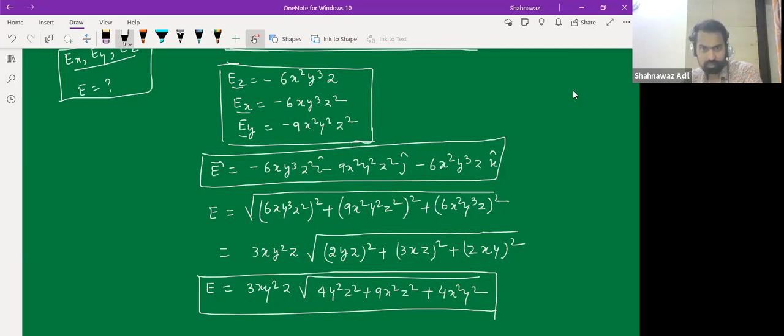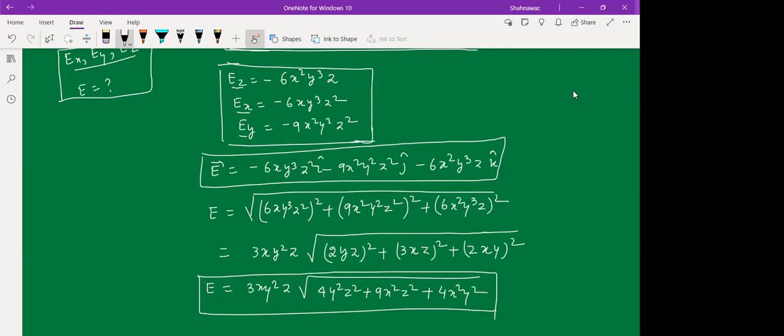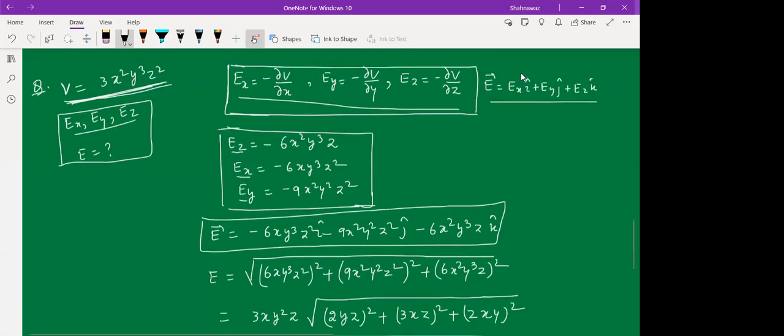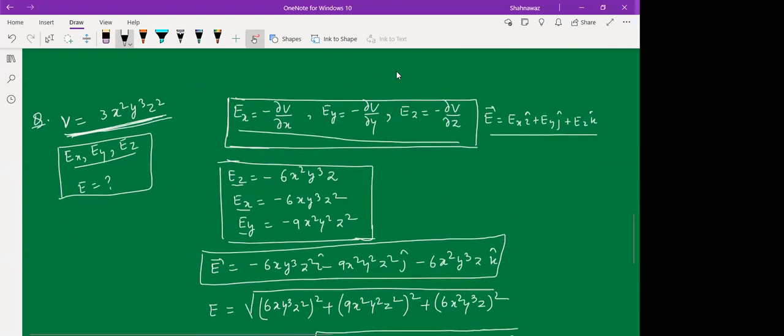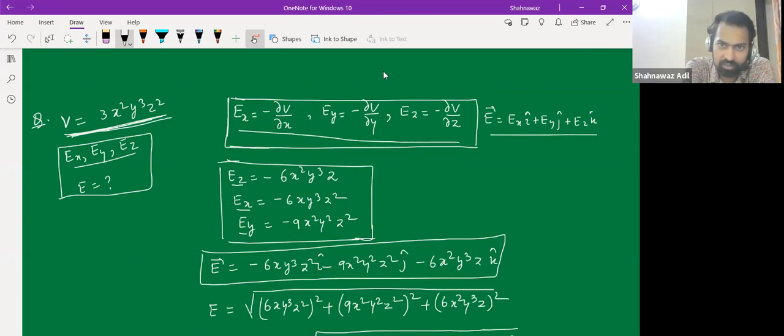Sir, noted. Previously we did the potential difference of a long line charge, right? Yeah, potential difference of a long line charge.